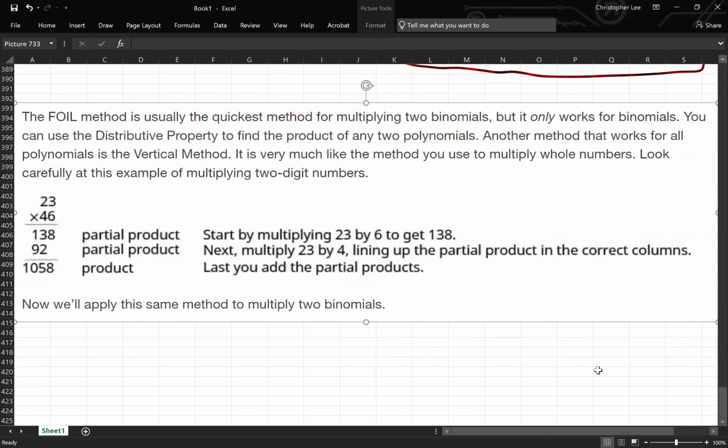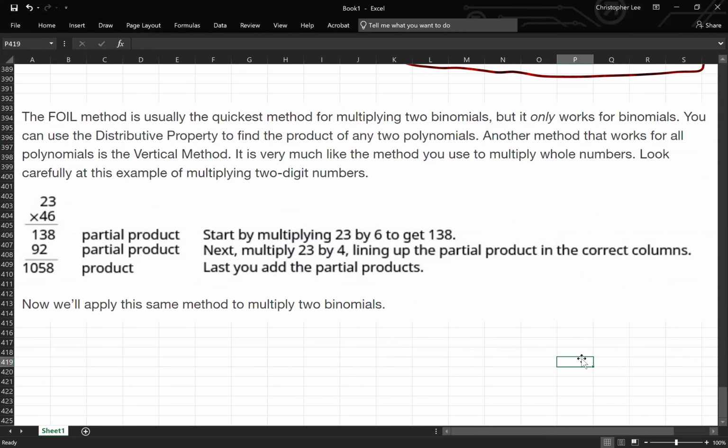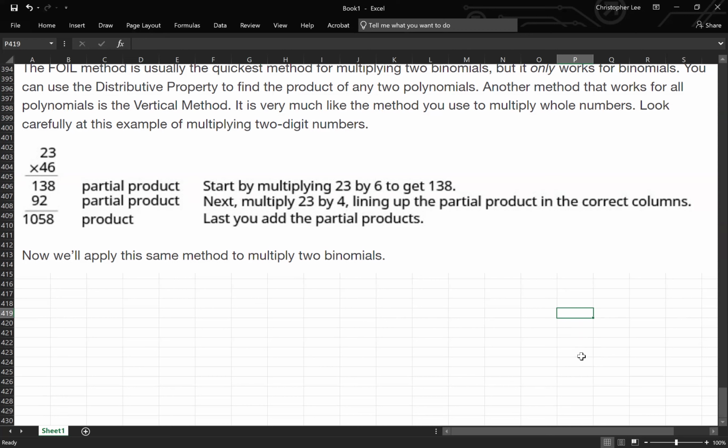The FOIL method is usually the quickest method for multiplying two binomials, but it only works for binomials. You can use the distributive property to find a product of any two polynomials. Another method that works for all polynomials is the vertical method. It is very much like the method we use to multiply whole numbers. Look carefully at this example of multiplying two-digit numbers. This right here is the reason why I don't know my times tables. Keep it 100 with you.